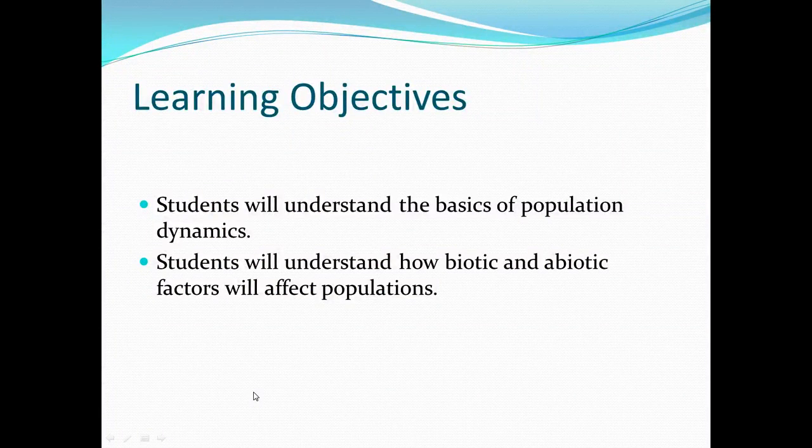Alright, hello everyone. Today I'm going to talk about Chapter 4.1. Now, Chapter 4.1, I've got two goals for you guys. First off, I want you to understand the basics of population dynamics, which is a really fancy way of saying I want you to understand how populations work. The second thing is I want you guys to understand how biotic and abiotic factors can affect populations.